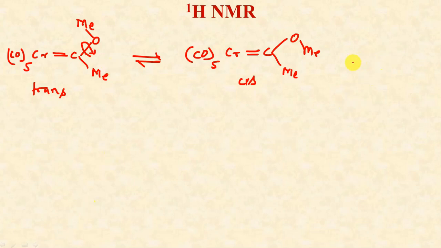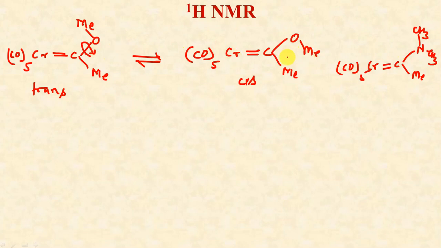Another compound which I will write here is different from this one in terms of the substituents which are attached to the carbene carbon. This is actually dimethylamine attached to the Fischer carbene. Here we have a methoxy group, which has two types of isomers. First one is a trans and second one is cis form, and these forms are interconvertible into one another.